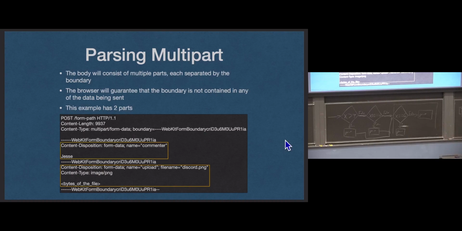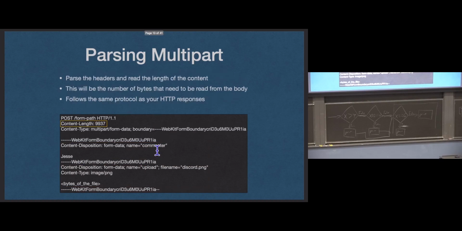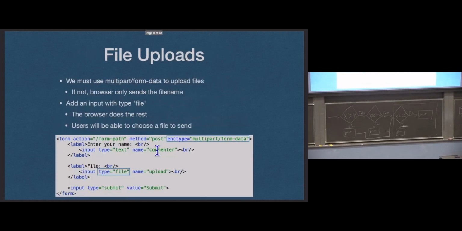This example has two parts, and this is a form. I created a form, which was the one from earlier in these slides. Actually, I didn't show the HTML again in the other lecture. I probably should do that. It's this form right here. I have two inputs, one text input with the name commenter and one file input with the name upload. So I have two parts in my multi-part request, one for each input. And if I had 5 inputs here, I would have 5 parts on my request.